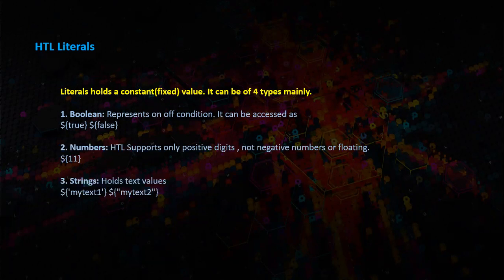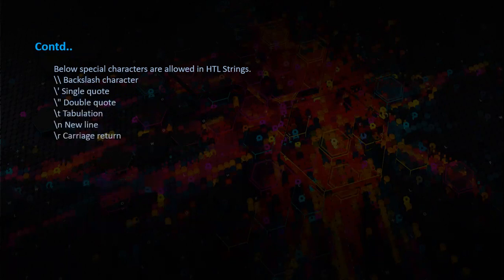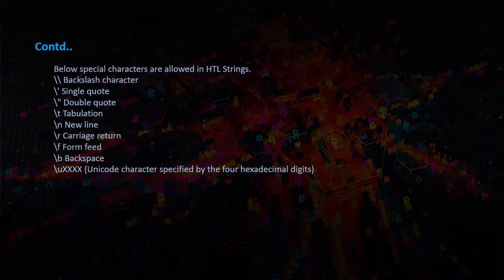Strings, which hold text values. It can be represented as myText1 or myText2. One example could be as follows. The below special characters are allowed in HTL strings: backslash character, single quote, double quote, tabulation, new line, carriage return, form feed, backspace, and a Unicode character specified by four hexadecimal digits.